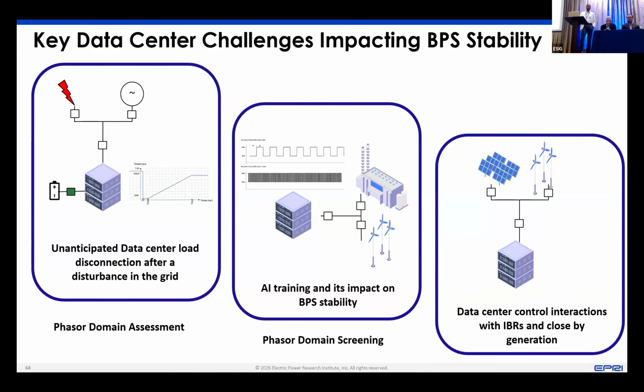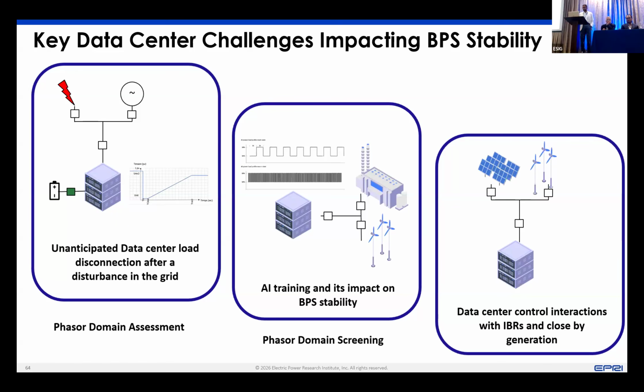The last one is something that hasn't been reported a lot, but it's not outside the realm of possibility. This is if you have large inverter-based resources located close to data centers, they have all this power electronic equipment, so there's a possibility of controller interactions and such. When these things come about, how do you study them? Again, that's more suited to an EMT type of framework.